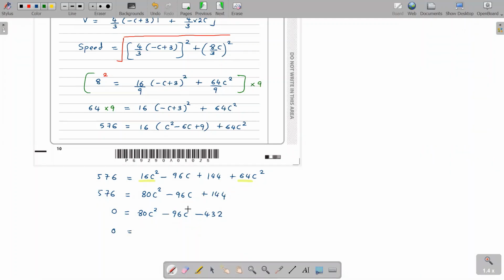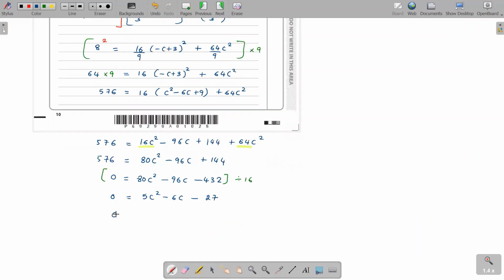I think you can see the whole thing is divisible by 8. You can try and see. Actually, we can go for a larger number. We can divide the whole thing by 16. So 80 divided by 16 is 5c square. 96 when you divide by 16 we get 6c. 432 when you divide by 16 we get 27.